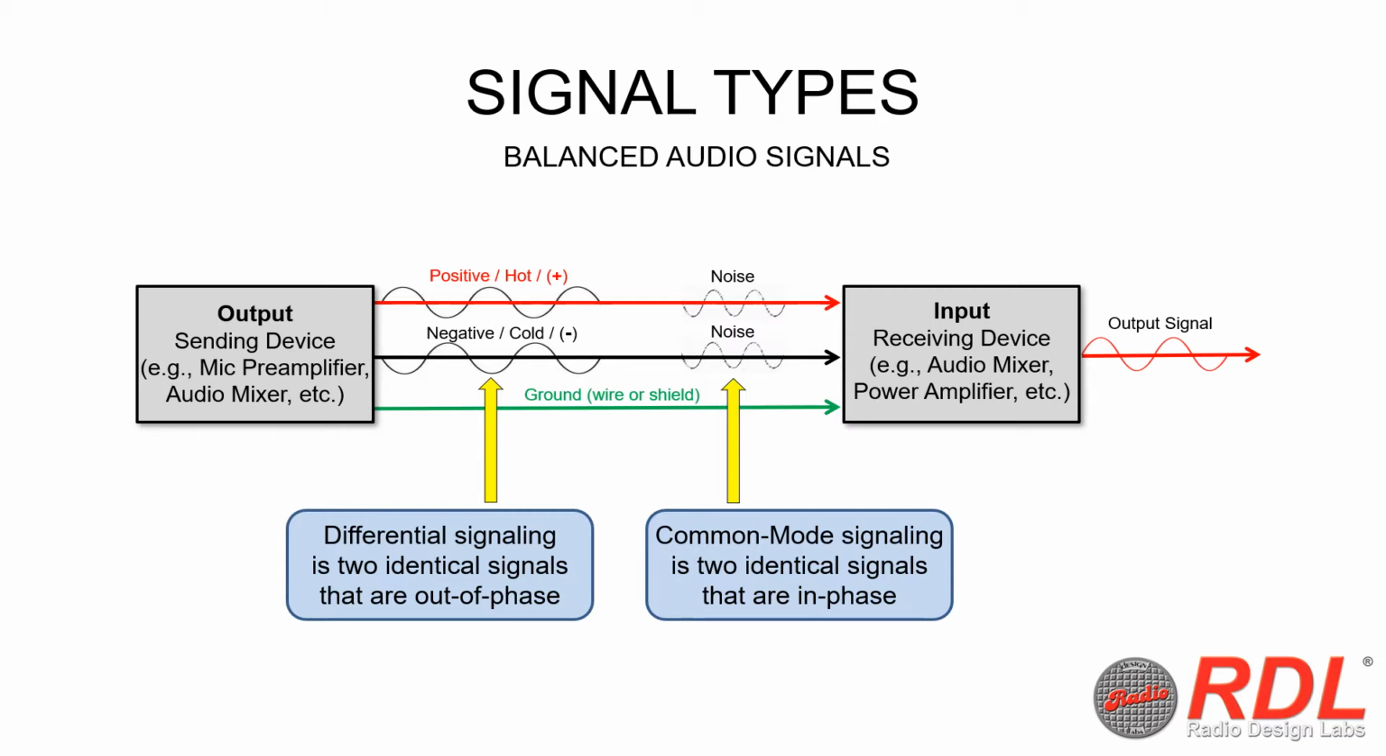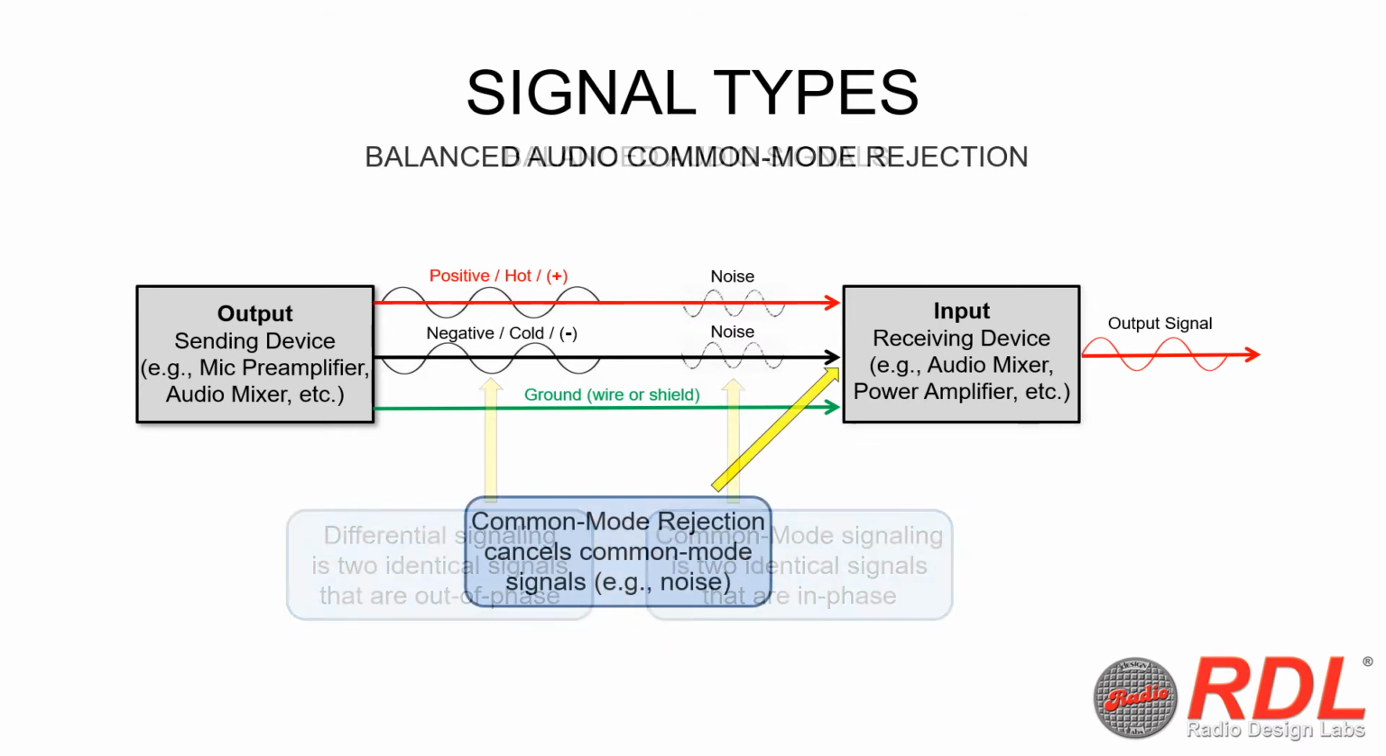Now, if any noise is induced onto the two wires, the noise will be identical and in phase in both signals. This is recognized as common mode signaling. Since the receiving circuit or input of the audio receiving device only responds to differential signals, the common mode noise is canceled out, leaving a clean, clear audio signal behind. This process is called common mode rejection.